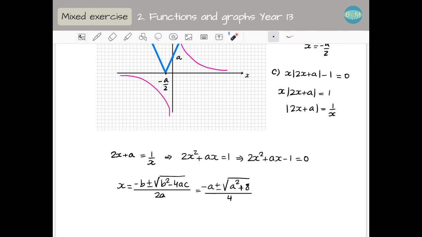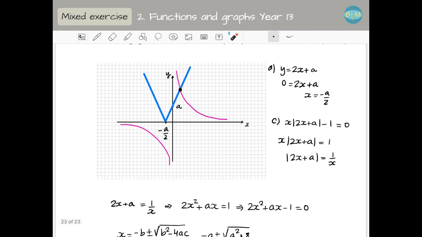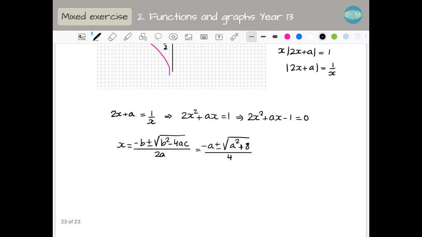This gives me two solutions, because I'm doing the intersection of the whole line with the pink one. So we would have one point of intersection here and one point of intersection here. The one that we are looking for is the positive one. So our solution would be x equals just the positive one, so plus the root of a squared plus 8, divided by 4. And that's all for this question.